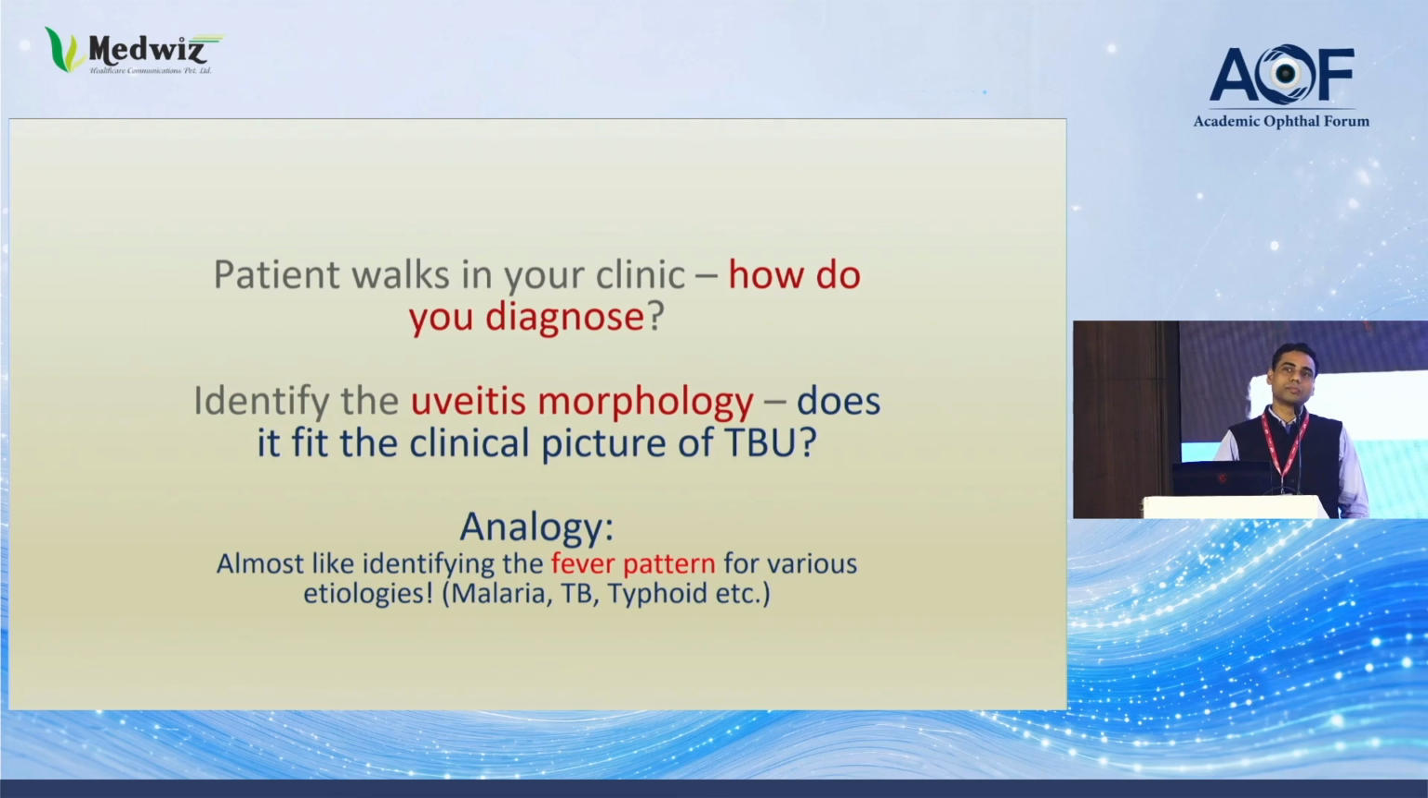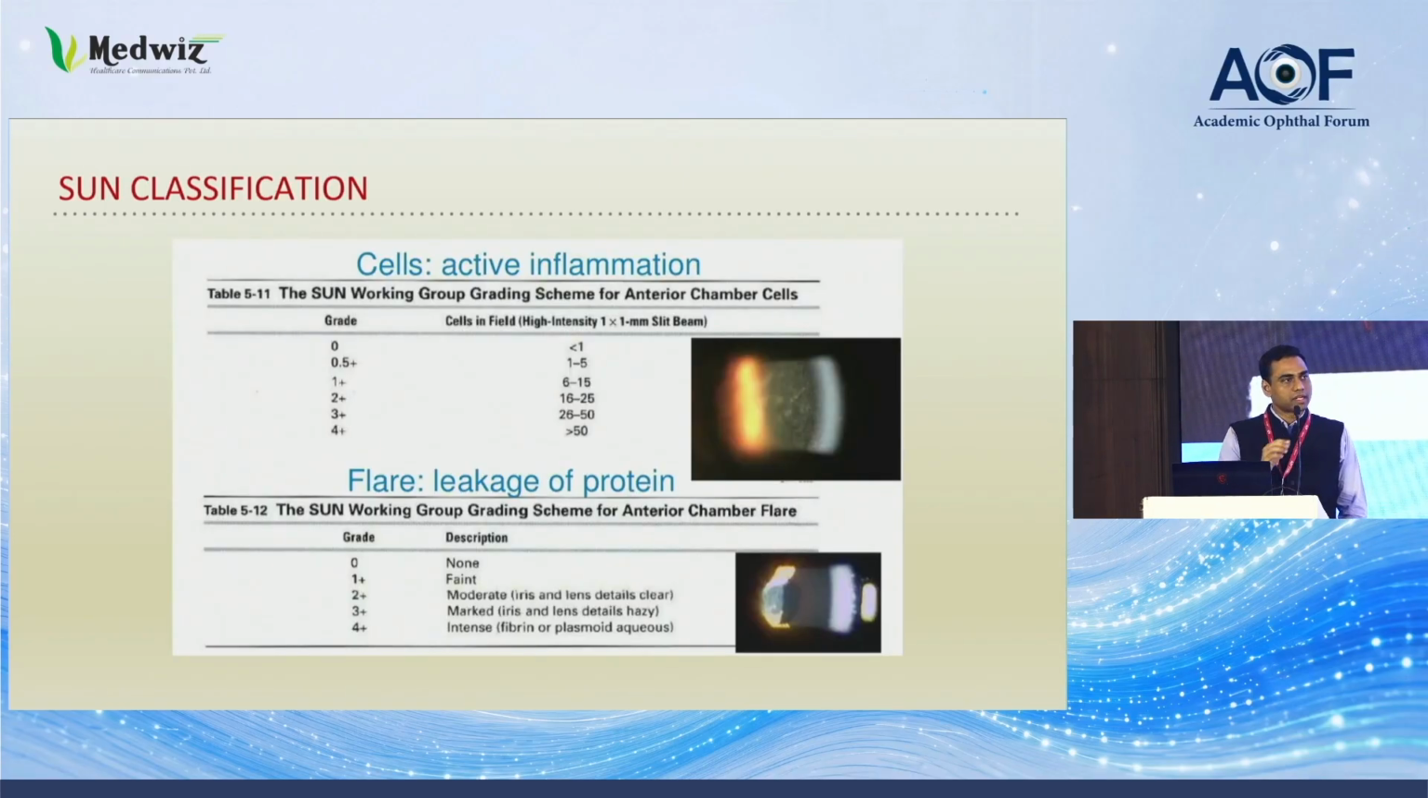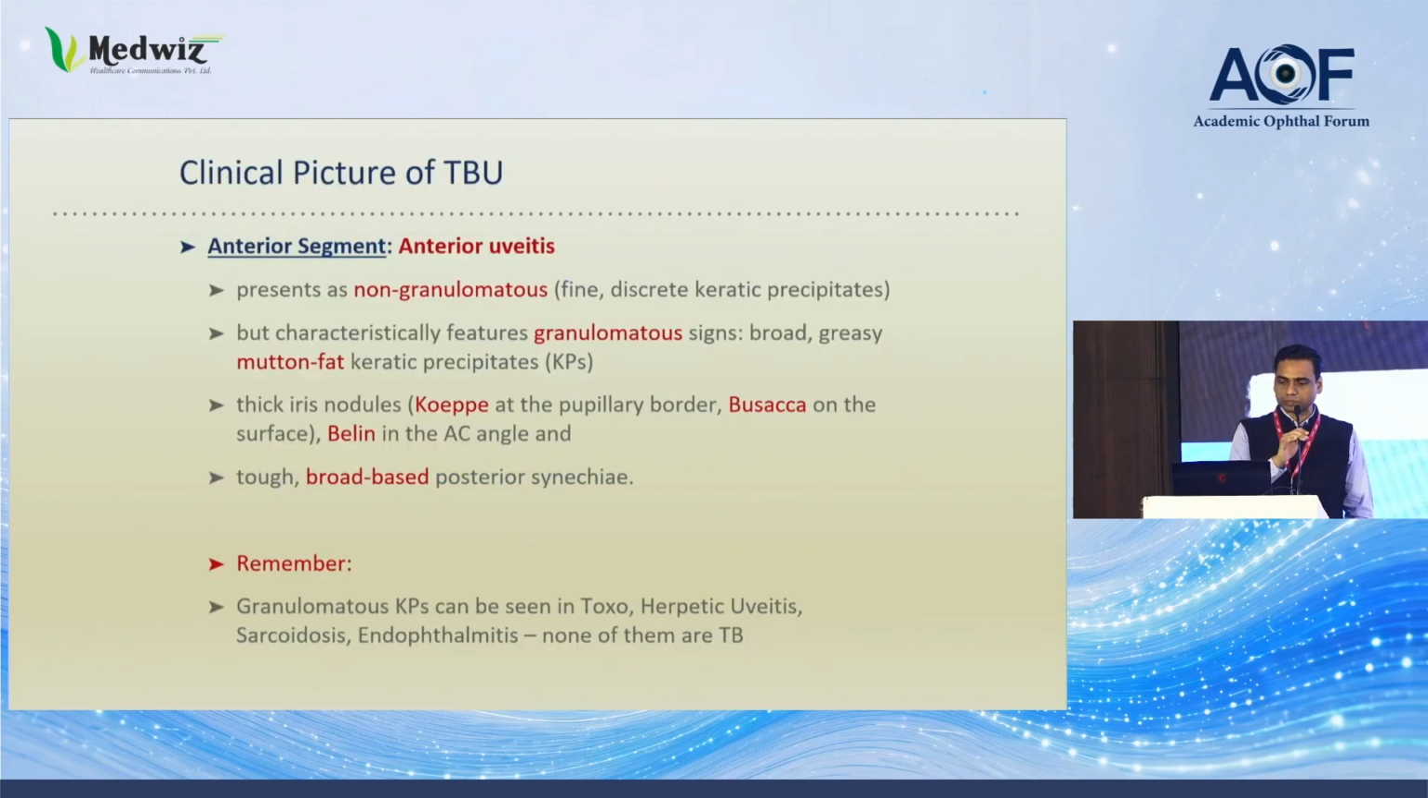It's like somebody has a fever. Fever can be due to 100 things. So you need to identify the pattern of fever and see where that pattern fits, and then you take your investigations forward. SUN classification has been very, very helpful for all uveitis specialists, and I think it's not just for uveitis specialists. Everybody should have an idea of SUN classification to grade cells and flare.